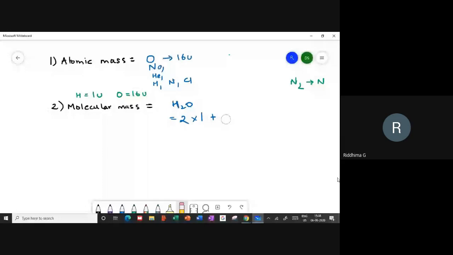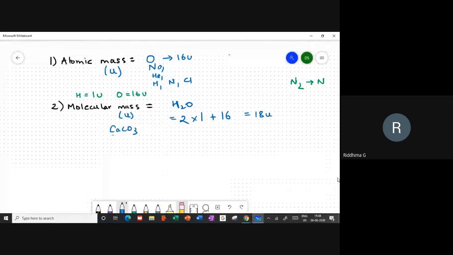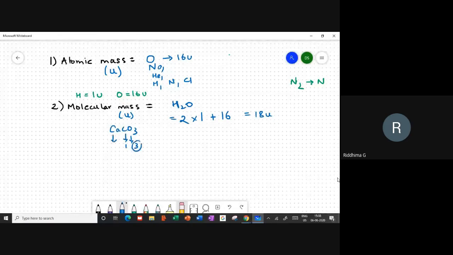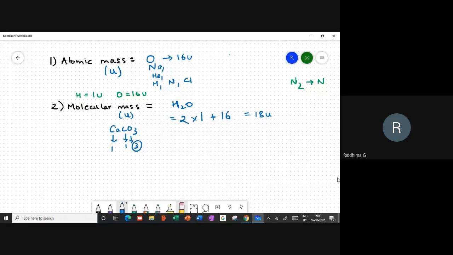So the unit of atomic mass is nothing but U, okay? And it's the same for molecular mass, expressed as U or AMU, or simply U, any of the two. Molecular mass comes into play whenever I give you something like calcium carbonate, CaCO3. So you will consider Ca as 1, C as 1, and oxygen as 3. 3 atoms of oxygen are there, so you need to consider all of that. Okay, so that's molecular mass.